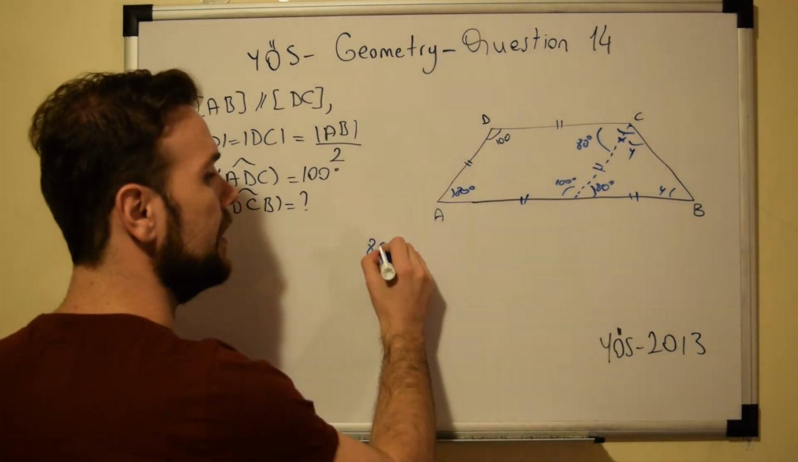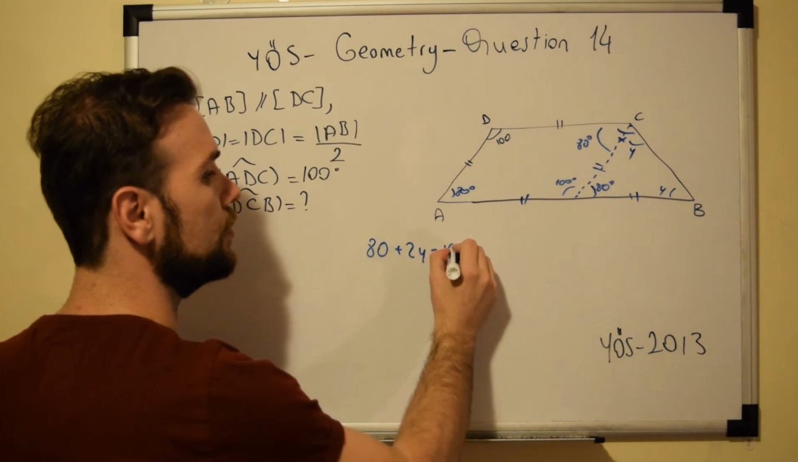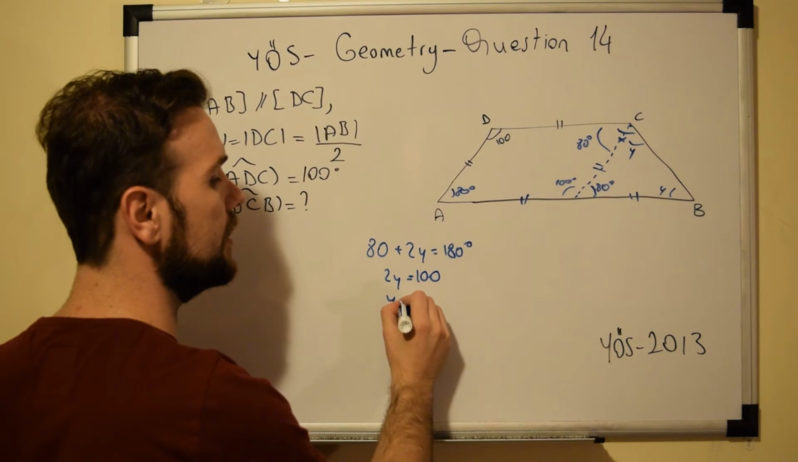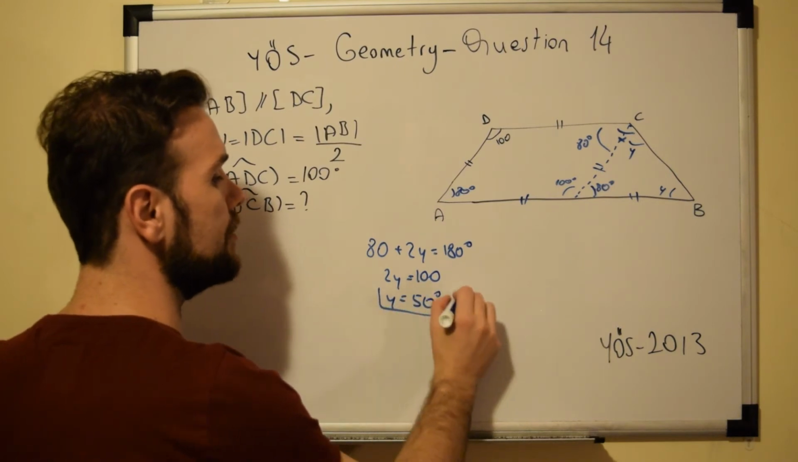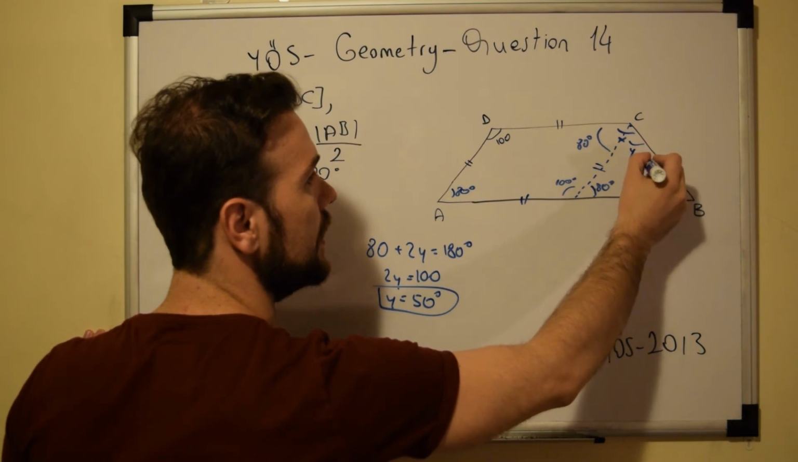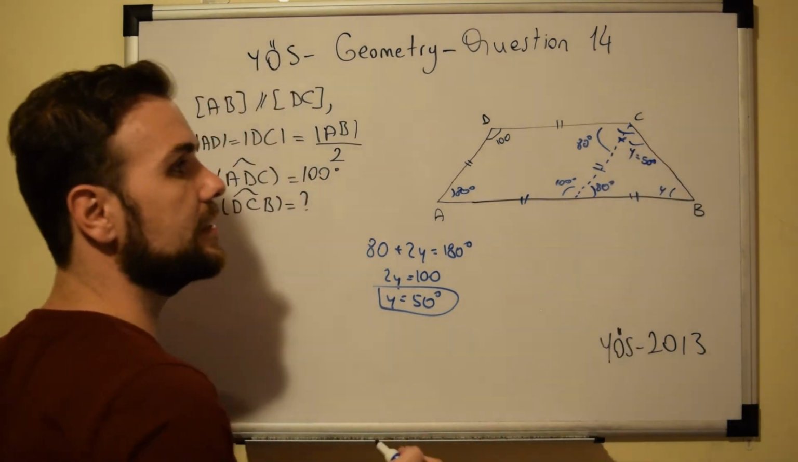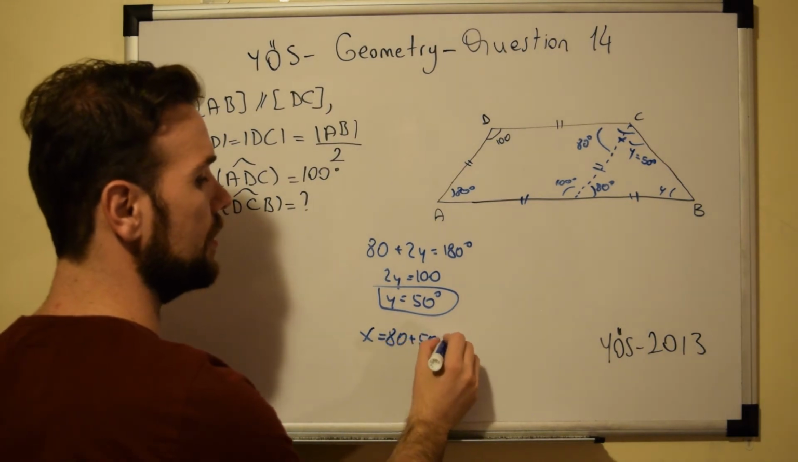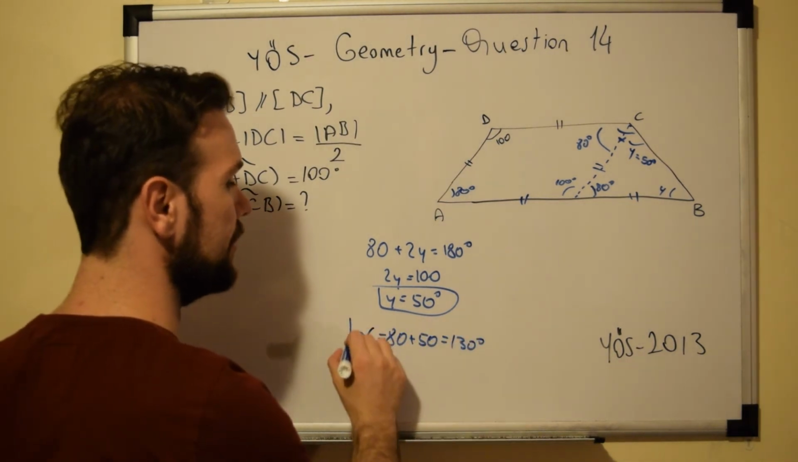So I have 80 plus 2y, which is equal to 180 degrees. So 2y is equal to 100 and y is equal to 50. As you can see, now I found the other portion of angle DCB. Now x is equal to what? X is equal to 80 plus 50, which is equal to 130 degrees.